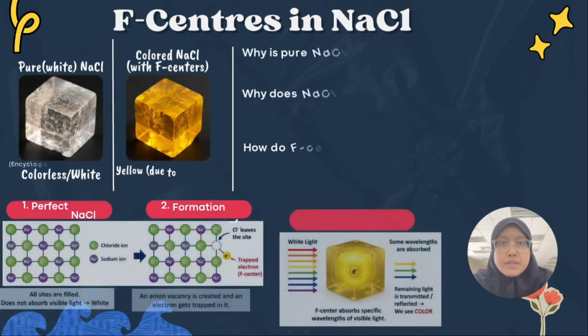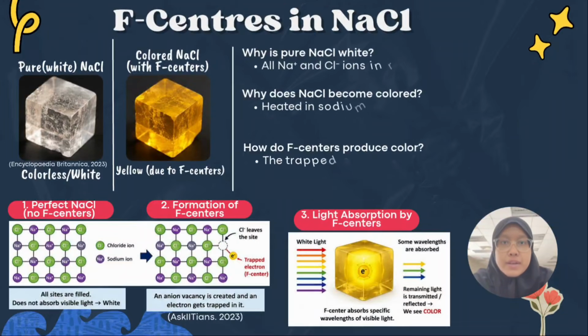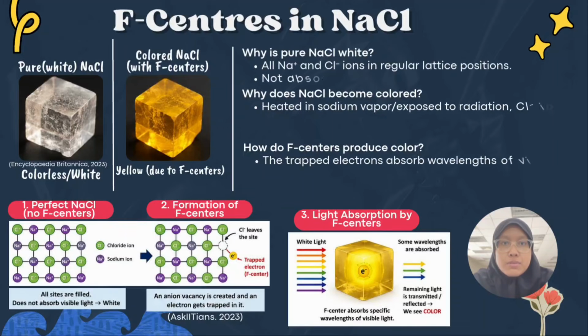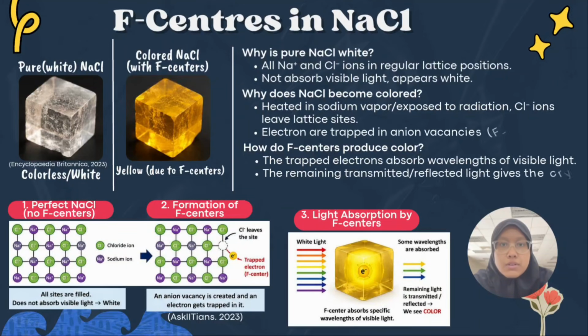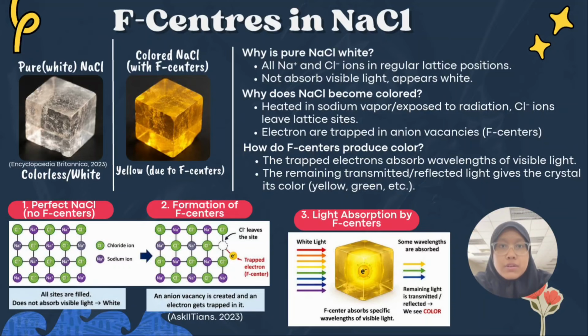This slide explains why pure sodium chloride is white, but defective sodium chloride becomes yellow. In pure sodium chloride, all sodium and chloride ions occupy their correct lattice positions, so visible light is not absorbed. However, when sodium chloride is heated in sodium vapor or exposed to radiation, some chloride ions leave their lattice positions. The empty sites trap electrons, forming the F centers.